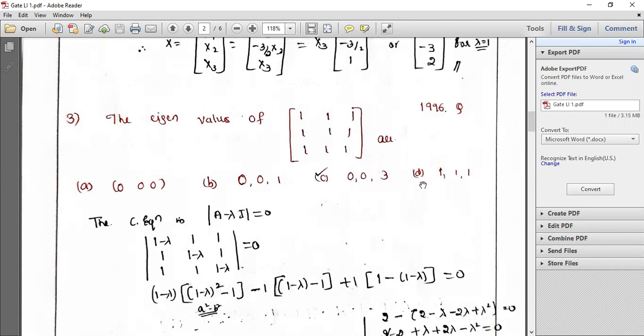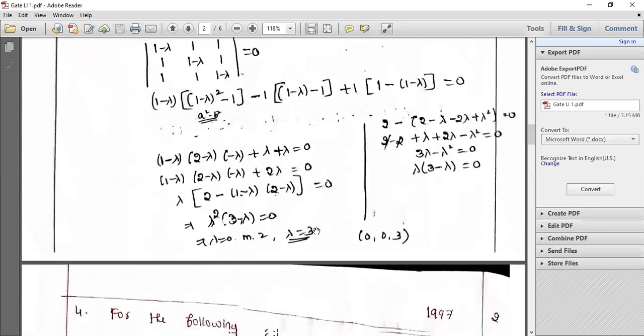So either C or D should be the option, because here also the sum of 1, 1, 1 is 3. But we can eliminate these two options by taking that analogy. After calculating again, 1, 1, 1 cannot be a correct answer as it is not the orthogonal matrix. Therefore, option C is the right answer.